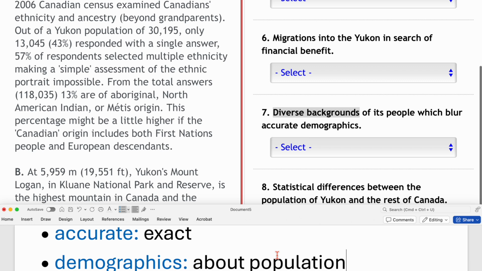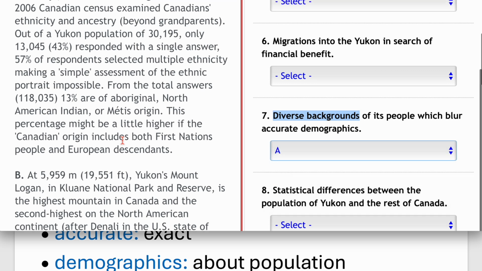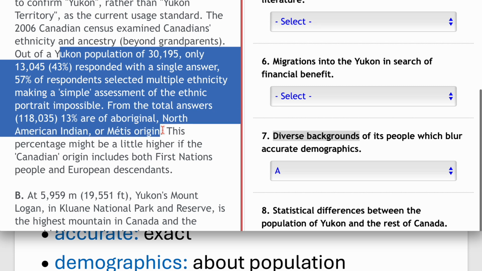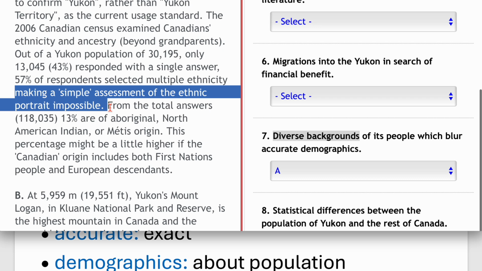Is that one in A? Yes, right? Yes, it's in A. It says here, right? Here it talked about many different people from many different parts. And it said here, making a simple assessment of the ethnic portrait impossible. It's not clear. It's not accurate. We can't do it. Okay.